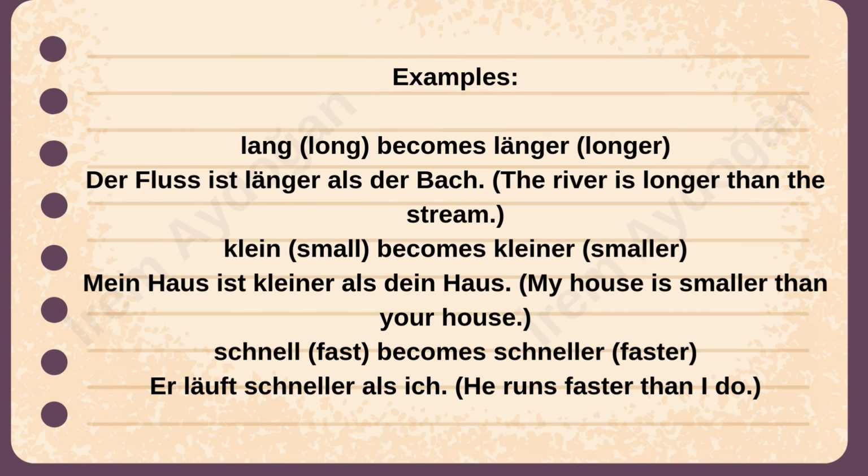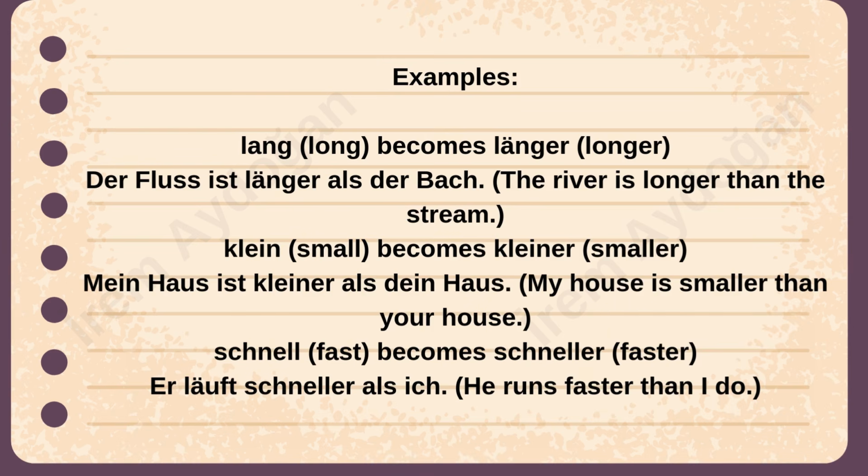Der Fluss ist länger als der Bach. The river is longer than the stream. Here I have two things and I compare two things. Klein is small, becomes kleiner, I mean smaller. Mein Haus ist kleiner als dein Haus. My house is smaller than your house. Schnell means fast and it becomes schneller, I mean faster.